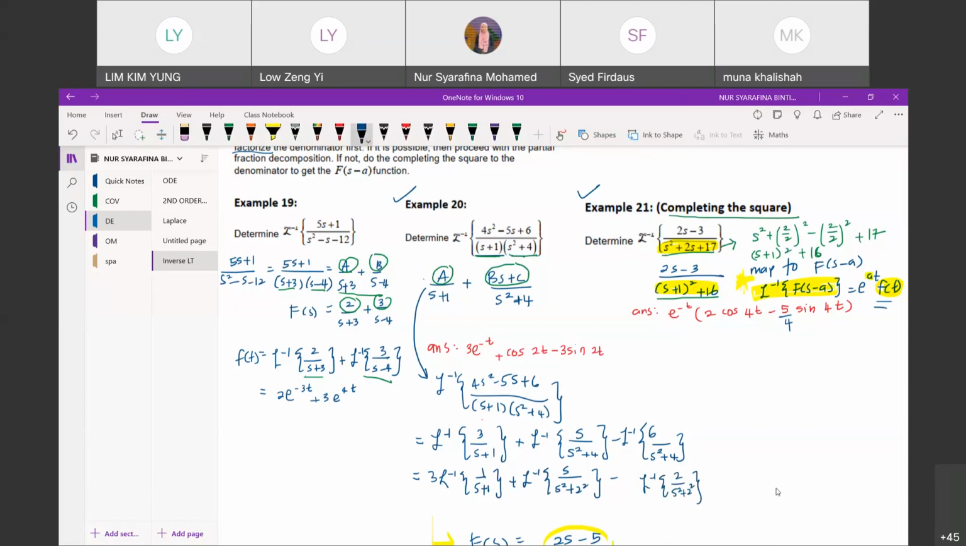Which is 3. Okay, then you can directly transform to get f(t). This is 3. This is exponent minus t. This is cos 2t, and this one is minus 3 sine 2t. Same, right?